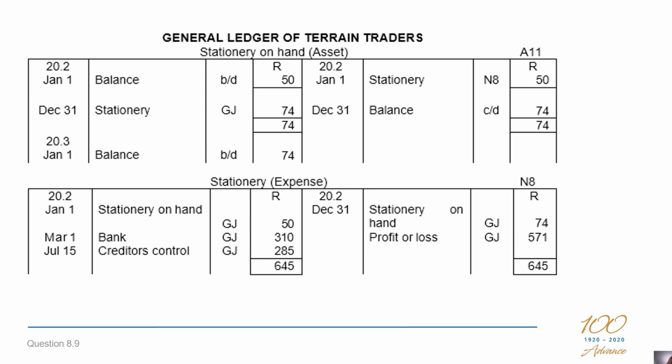The general ledger accounts, just to confirm that in my asset account I end up with the physical stock take, and in my stationery expense account I transfer the consumption to the profit or loss calculation.